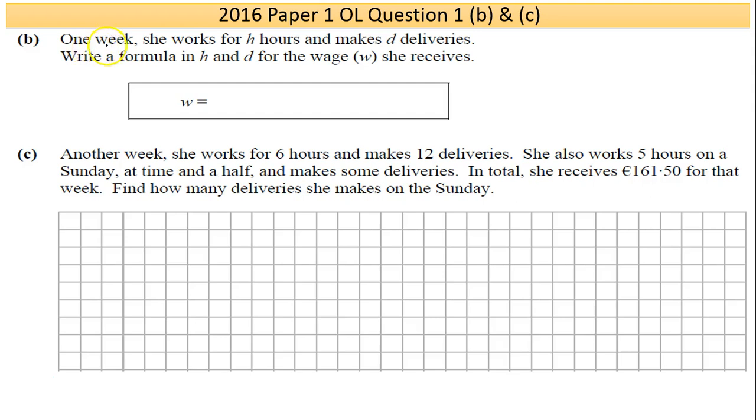For this one week, she works for H hours and makes little d deliveries. So they're using H for hours and D for deliveries. Probably should have used that myself in part A, but it doesn't really matter. Write a formula in H and D for the wage she receives. So you're using the variables W, H and D.